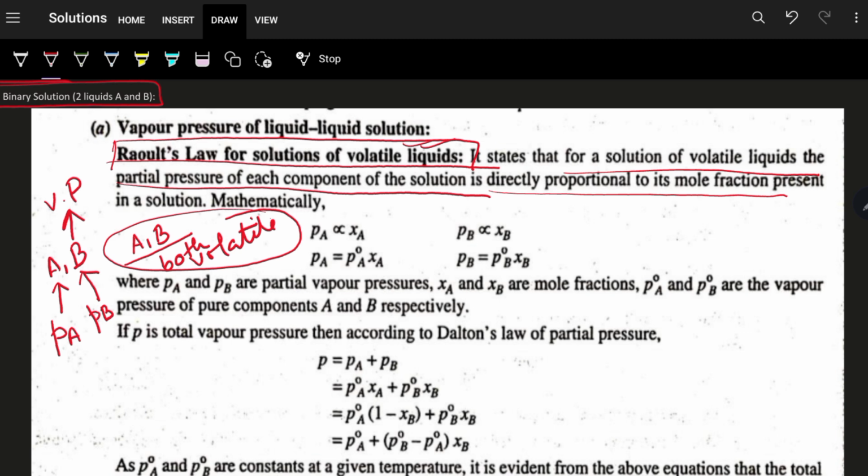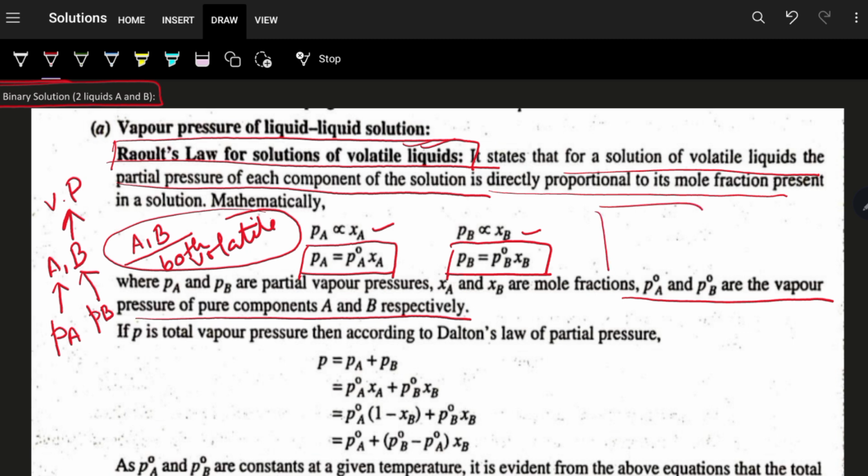So we can say that the partial pressure of A is proportional to the mole fraction of A, and the partial pressure of B is proportional to the mole fraction of B, as per Raoult's law. For that we can say PA is equal to PA naught into XA, PB is equal to PB naught into XB, where PA naught and PB naught are the proportionality constants for the expression, but they have some significance. What is the significance? They are the vapor pressures of pure components A and B respectively.